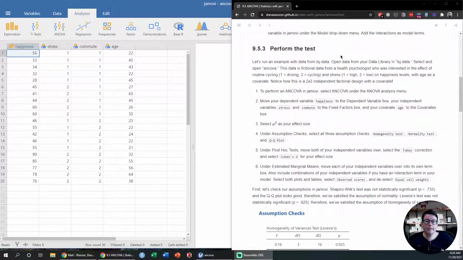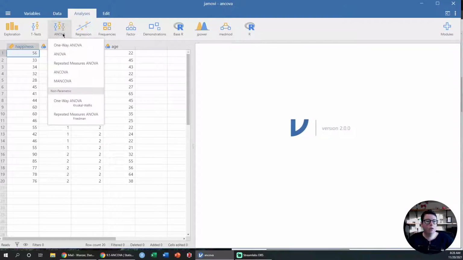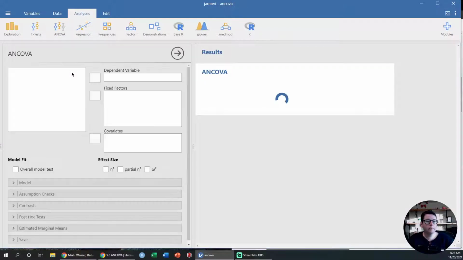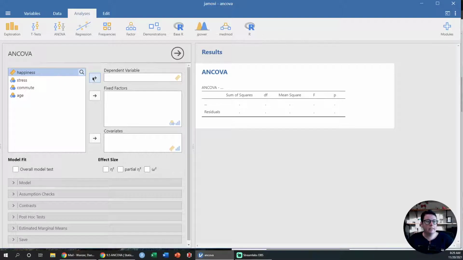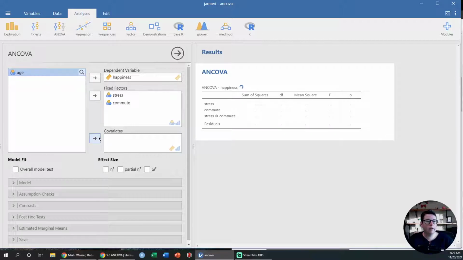I've already opened up the data set. It's the ANCOVA data set from the LSJ data. This is fictional data from a health psychologist who was interested in the effect of routine cycling and stress on happiness levels. So we actually have an ANCOVA, but it's a 2x2 independent factorial design with a covariate. So we're going to go to ANOVA, ANCOVA. Our dependent variable is happiness. Our fixed factors are stress and commute, and our covariate is age.